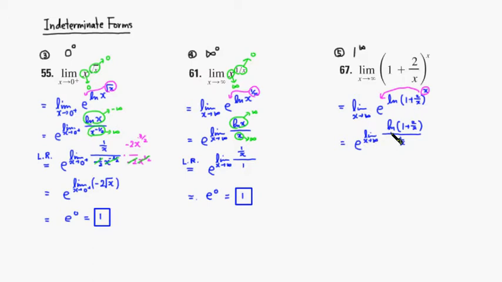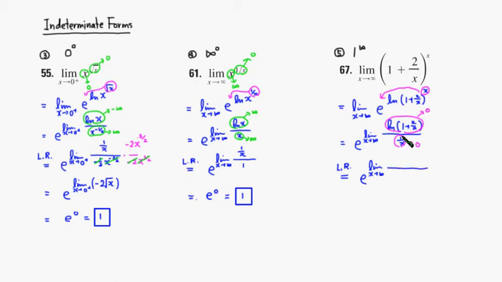As x approaches infinity, 2 over x approaches 0. So you have the natural log of 1, and the natural log of 1 is 0. So the numerator approaches 0. And also here, 1 over infinity, so the denominator approaches 0. So we can use L'Hopital's rule there. You have e to the limit as x approaches infinity.